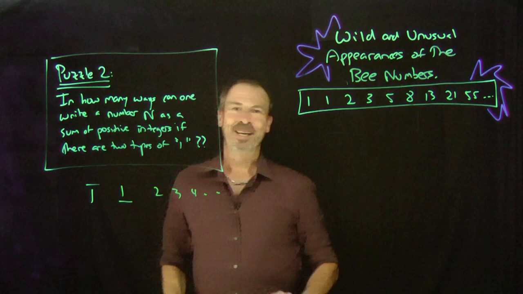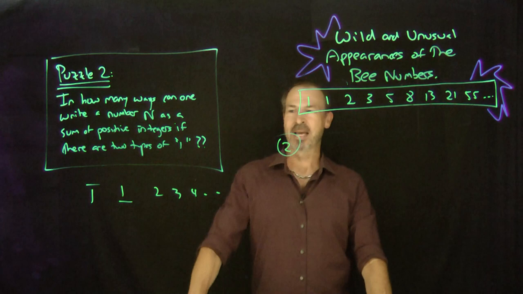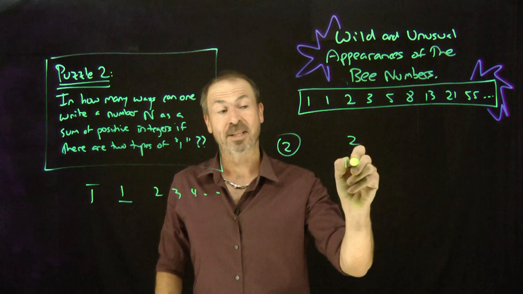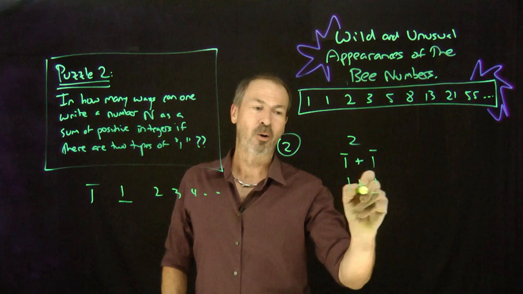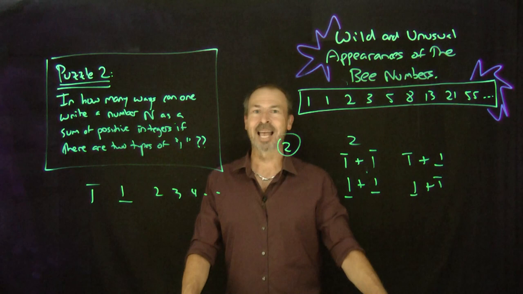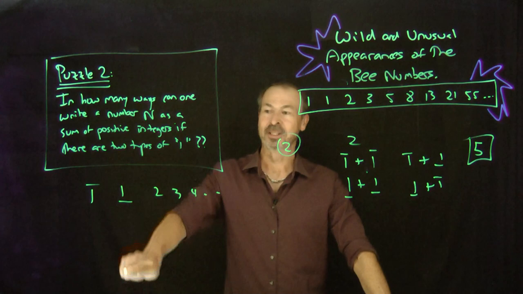Okay, this is strange. Let's look at the number 2. How many ways can I write a 2 as a sum of these positive integers? Well, I could just write it as 2, or I could write it as 1 plus 1, but lots of choices for the 1. I could use both upper ones, or I could use both lower ones, or I could use an upper then a lower, or a lower then an upper, and I think that's it. Turns out there are 5 ways to express the number 2 as a sum of positive integers with 2 different types of 1.